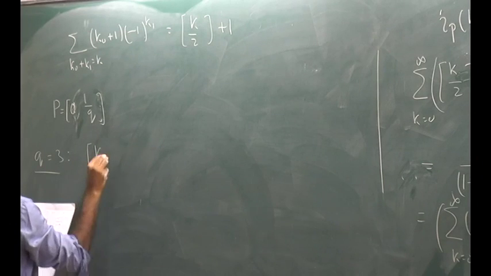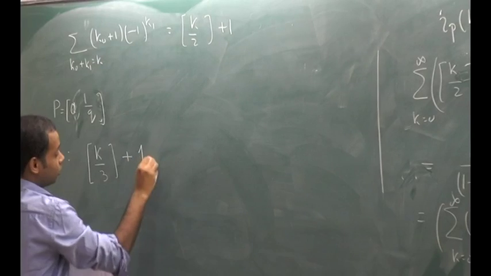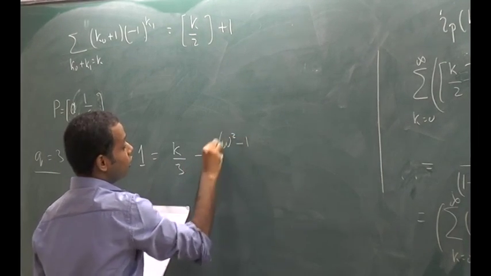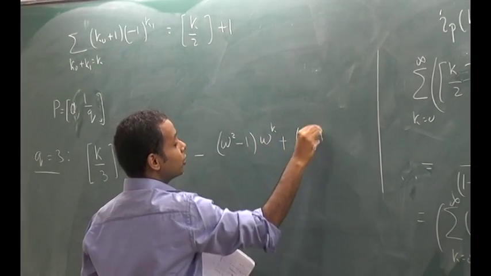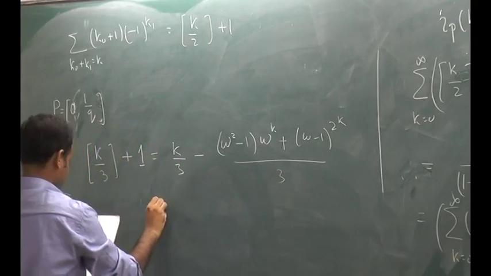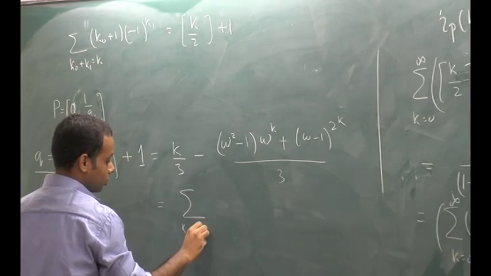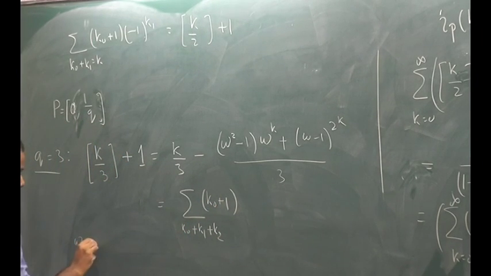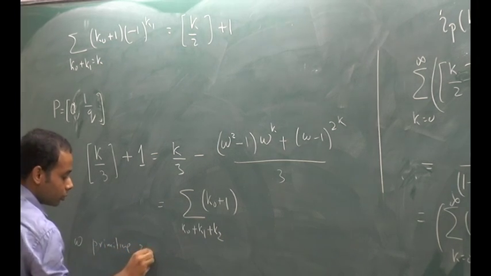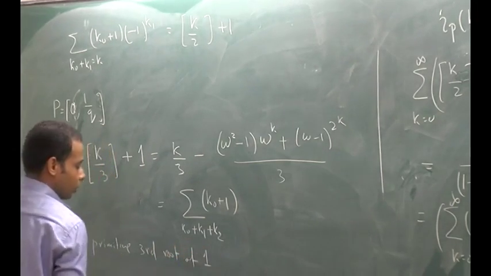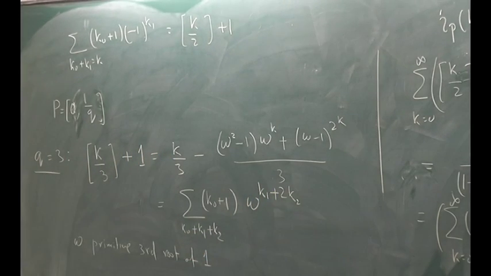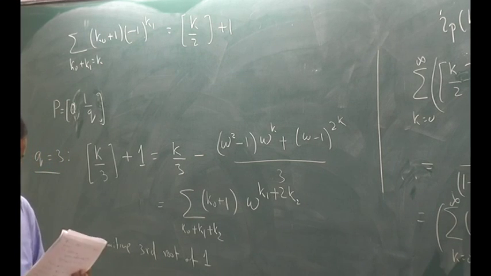3, this function, if you take, is equal to k by 3 minus omega square minus 1 power omega power k plus omega minus 1 power 2k by 3, which is equal to summation k naught plus k 1 plus k 2, such that k naught plus 1, where omega is a primitive third root of unity. So we get omega for k1 plus 2k2. So you can get all these things going further and further. You can even try more complicated things, taking a p by q and doing the same thing. OK, let's not do more calculation.